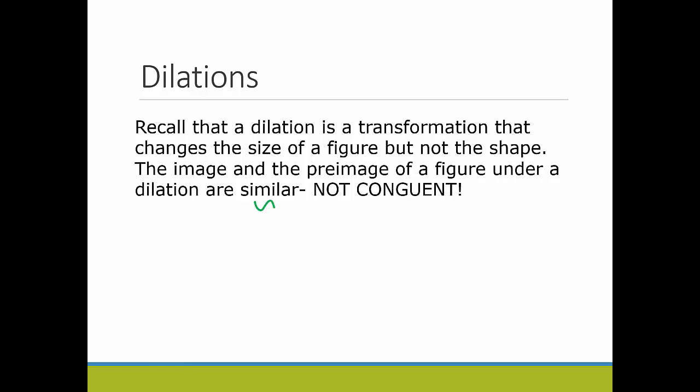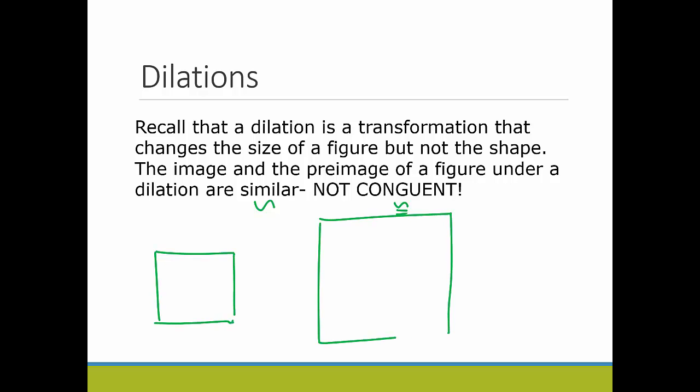Remember, we talked about this in the chapter when we talked about similarity, and the difference is you have something and then you either enlarge it or reduce it. So everything lines up and you end up with just either a bigger shape or a smaller shape.